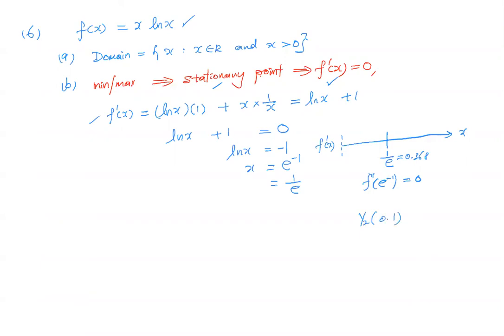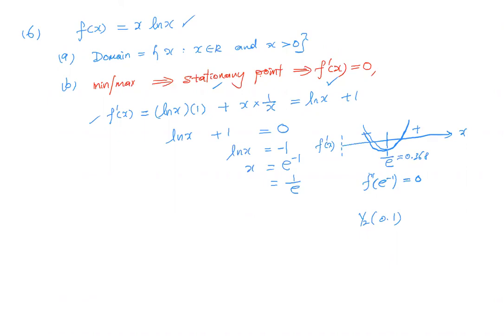You got positive or negative? Negative. So here should be positive. Correct, so this is the minimum point. But we can only say local minimum.